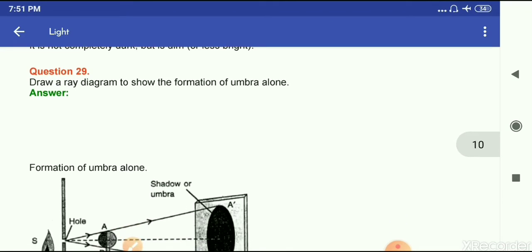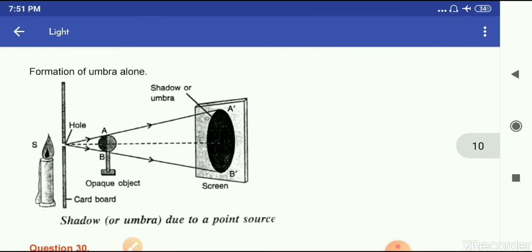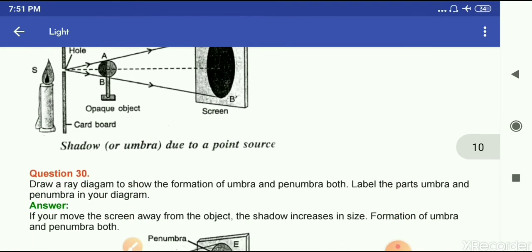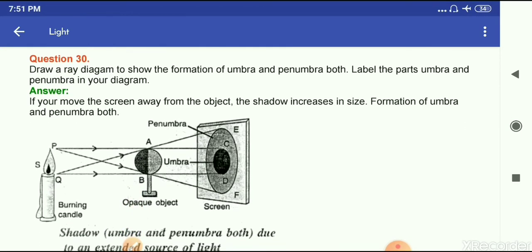Next question is, draw a ray diagram to show the formation of umbra alone. So this is your ray diagram. Question number 30. All these diagrams you have to draw with the pencil, okay, on the plain page of your notebook.